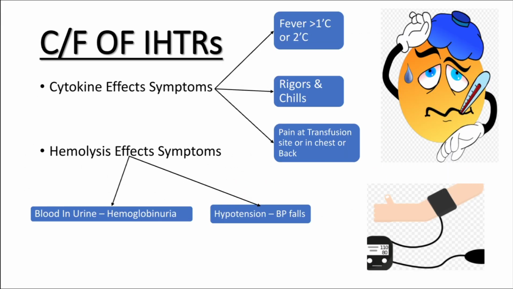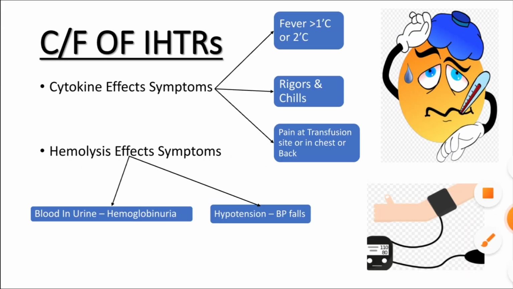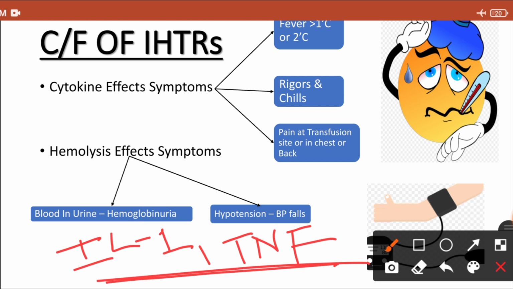All right. Now I will teach you the clinical features of such an immune hemolytic transfusion reaction. As we have discussed, because of the antigen antibody complex, you can have a cytokine effect. So particularly you will have a release of interleukin 1 and tumor necrosis factor because of such complex development. This interleukin 1 and tumor necrosis factor can induce a fever. So the patient can have fever, right? The patient can have chills and rigors. And the patient also can have pain at the transfusion site or in the chest or in the back, and that can be because of the release of such cytokines.